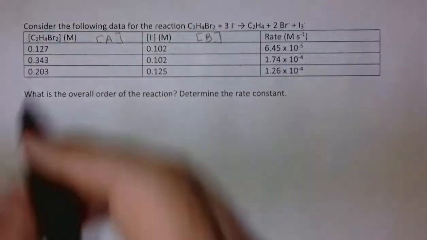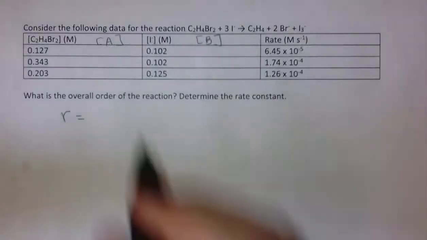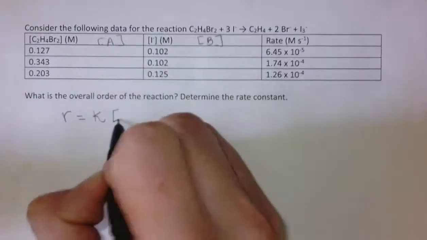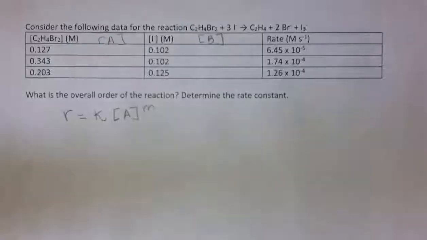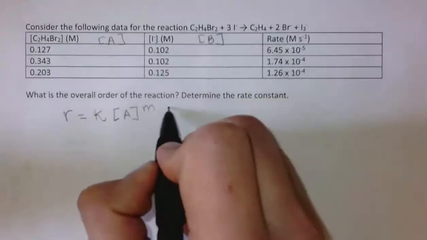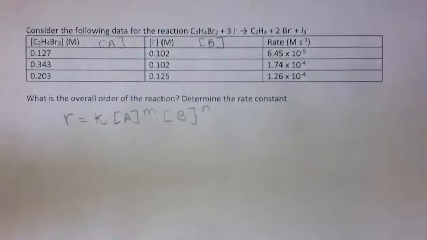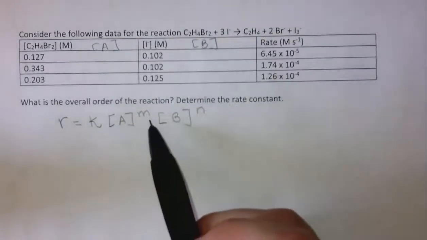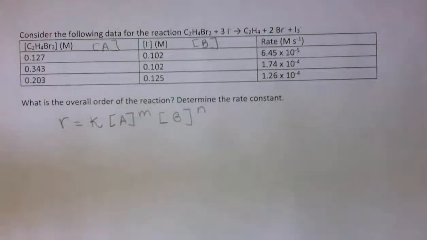So our rate is going to be described by an equation, which is our rate constant K multiplied by our concentration of A raised to some power m, multiplied by our concentration of B raised to some power n. And what we want to do in this problem is figure out m and n, because this will tell us the overall order of the reaction.